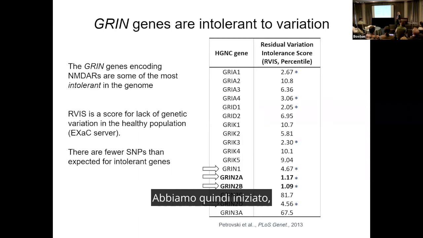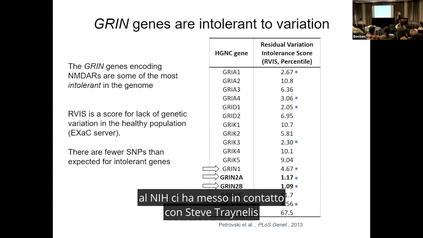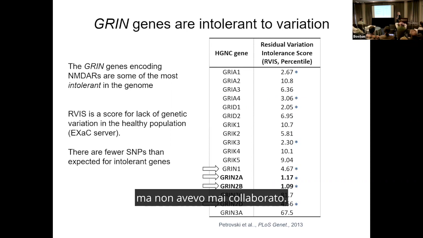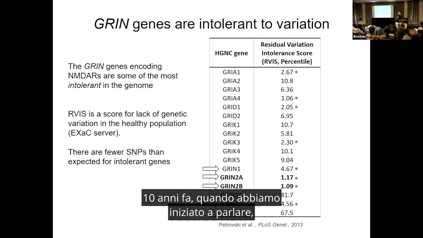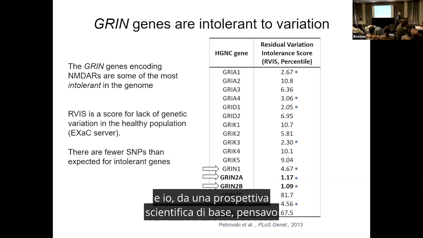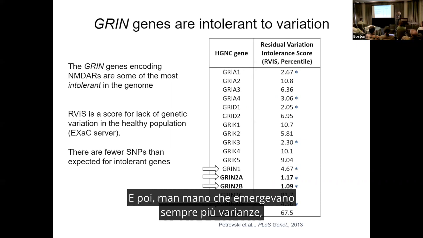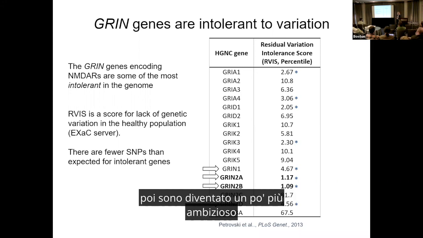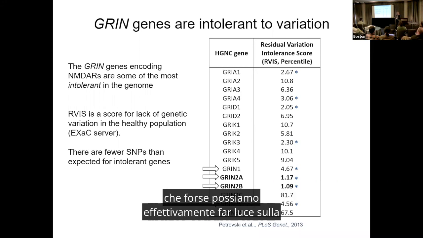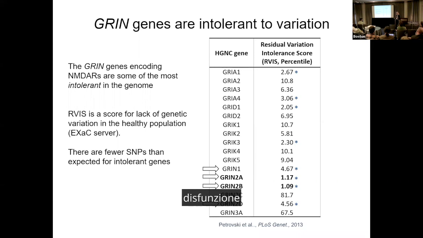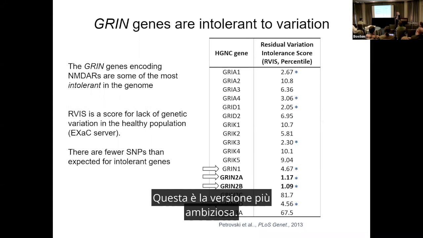We then began, actually through the undiagnosed disease program at NIH, which connected us with Steve Traynelis, whom I'd known for a long time but had never collaborated with. It's probably 10 years ago now when we started talking. From a very basic science perspective, I thought maybe we could use human genetics to understand the C-terminal domain better. Then as more and more variants came up, I got a little more ambitious that perhaps we can shed light on dysfunction and have avenues for therapeutics. That's the more ambitious version.